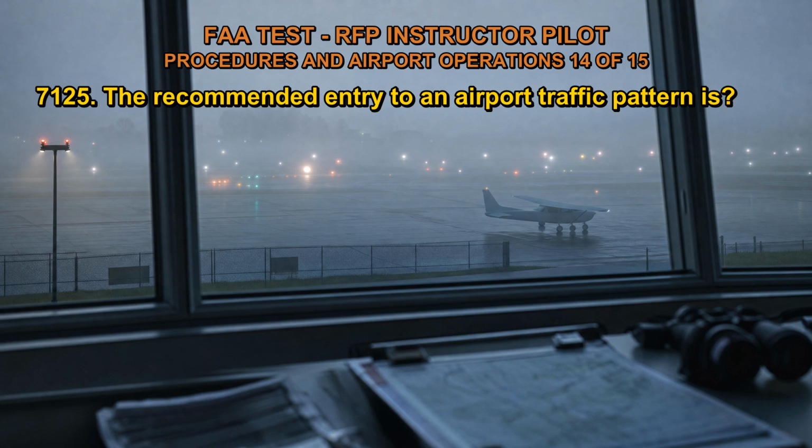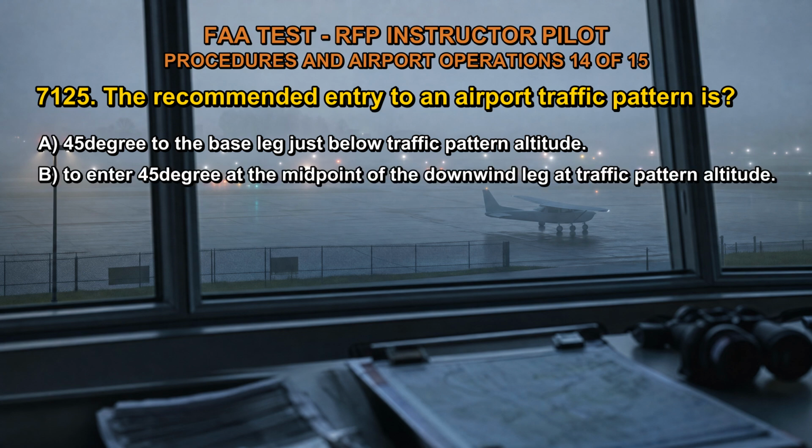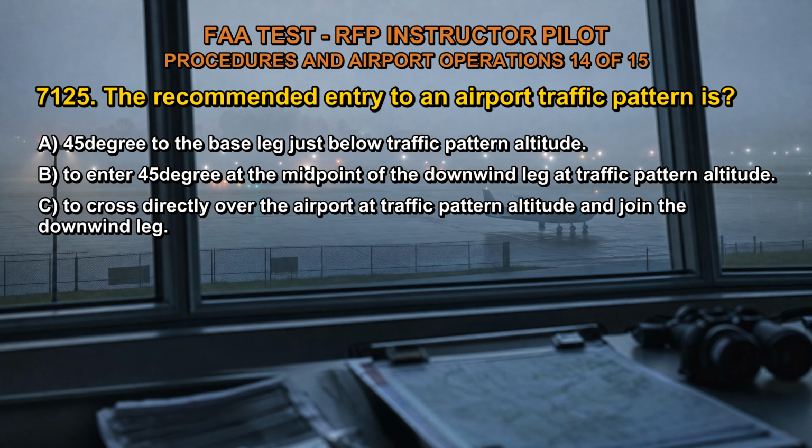Q7125. The recommended entry to an airport traffic pattern is: A. 45 degree to the base leg just below traffic pattern altitude. B. To enter 45 degree at the midpoint of the downwind leg at traffic pattern altitude. C. To cross directly over the airport at traffic pattern altitude and join the downwind leg.